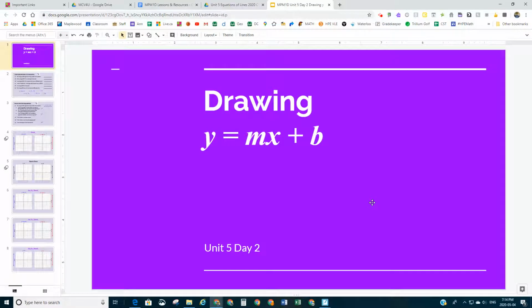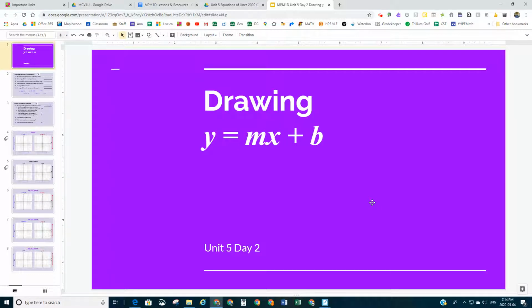We're going to be drawing some y equals mx plus b, drawing some lines. Now, we've been reviewing the equations of lines. Last lesson you were identifying what the equations were, what the slope and the y-intercept are. We're going to do a little bit of review, but today we're going to be doing some drawing.